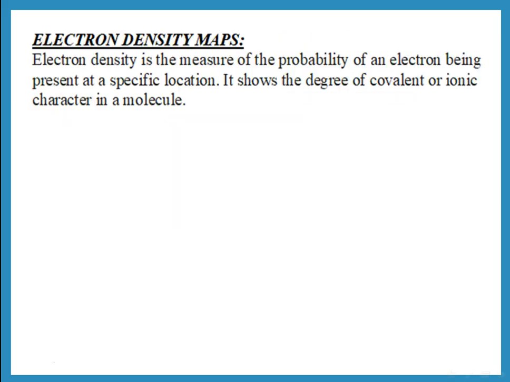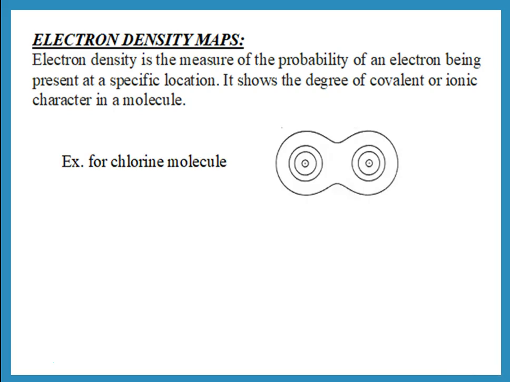Electron density maps. We need to learn how to draw electron density maps. An electron density map shows the probability of an electron being present at a specific location. So it sort of shows the degree of covalent or ionic character in a molecule. So for example, if I have a chlorine molecule, the chlorines are both equal in attracting the electron to themselves. So the shared pair of electrons are equally shared between them.